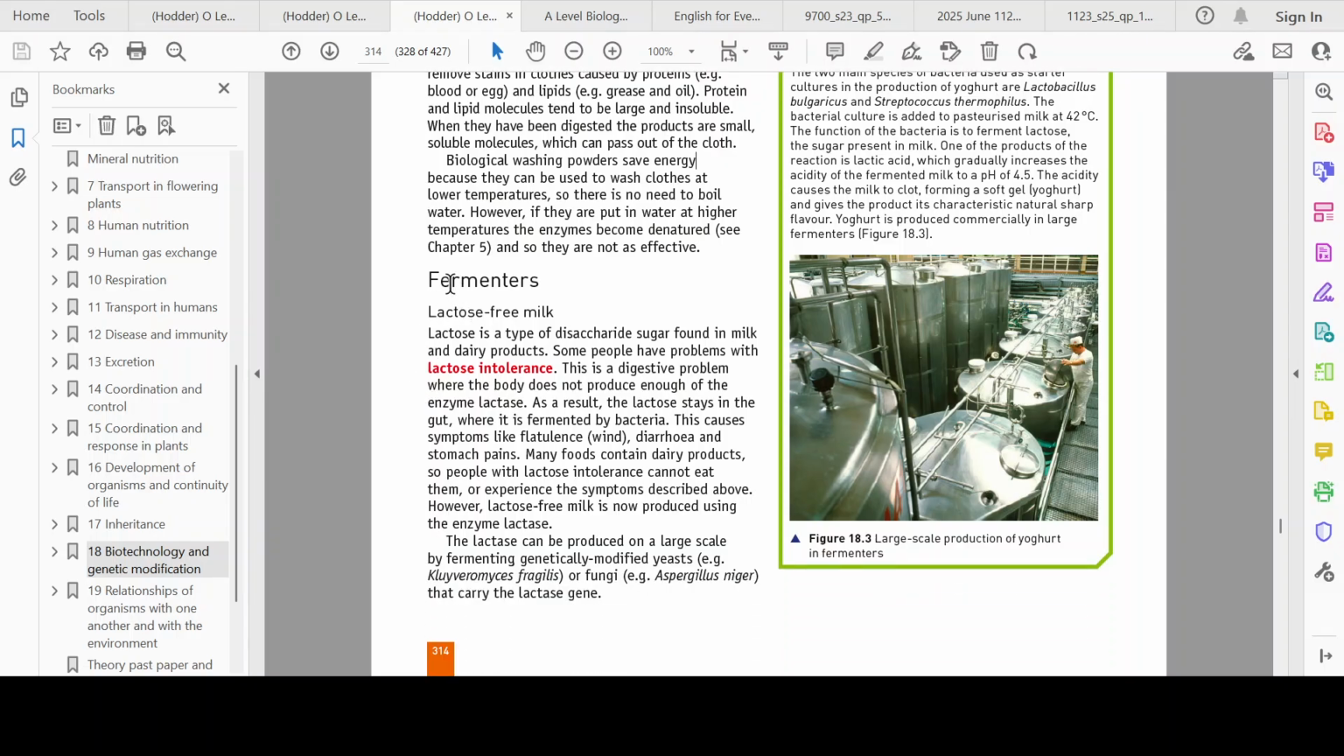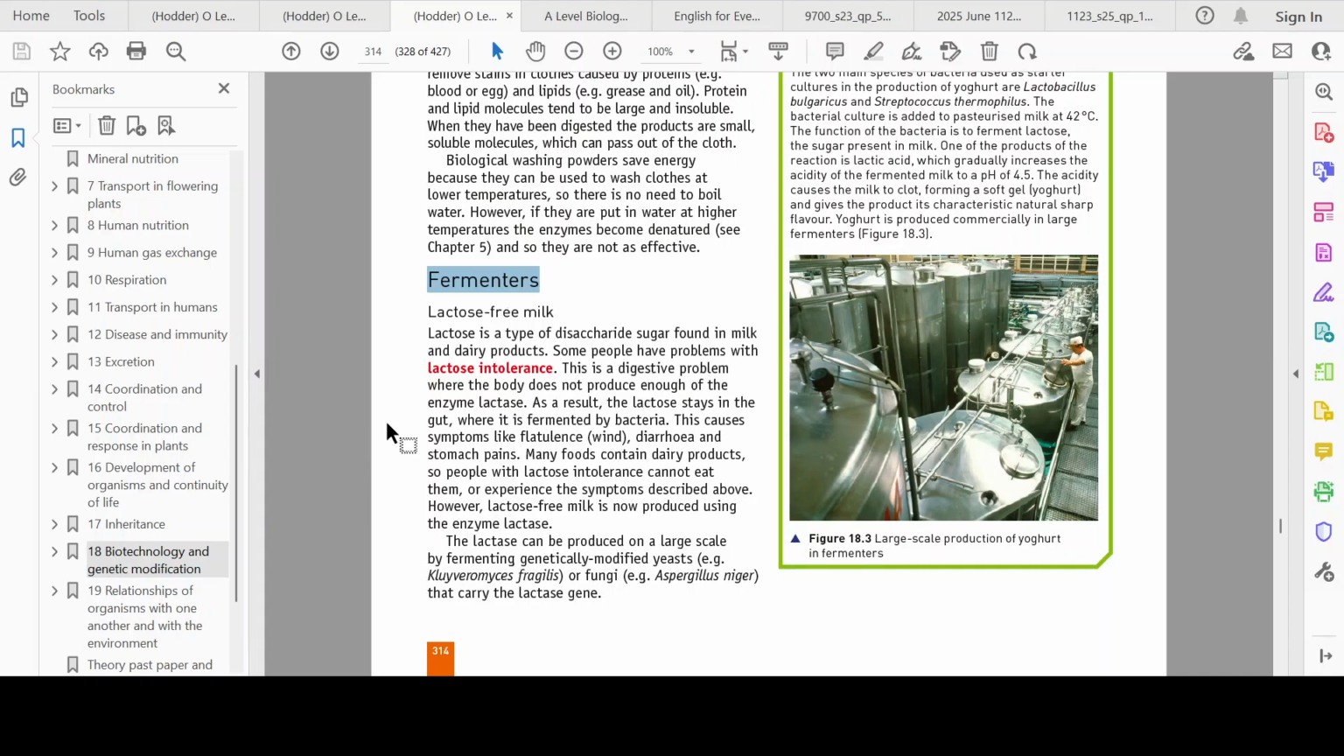Then fermenters. So fermenters are these huge industrial setups where they have many different applications. So, producing penicillin, producing alcohol, wine, and all that, producing insulin, and making lactose-free milk. So many different applications of fermenters, right?